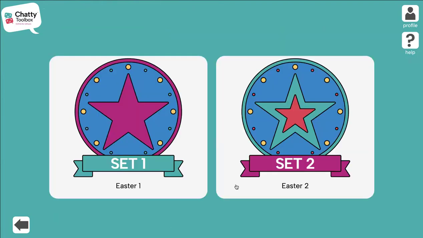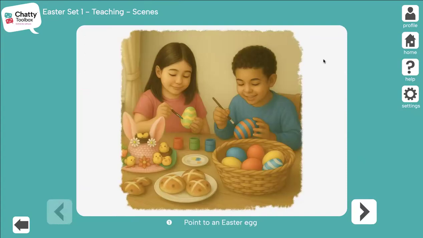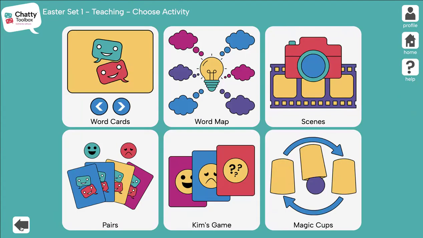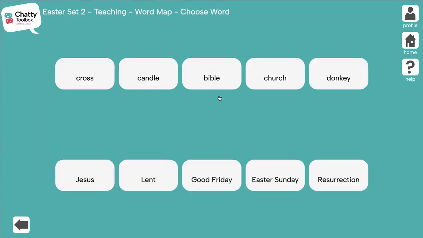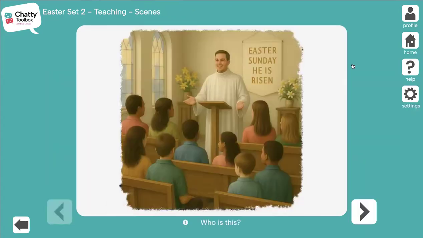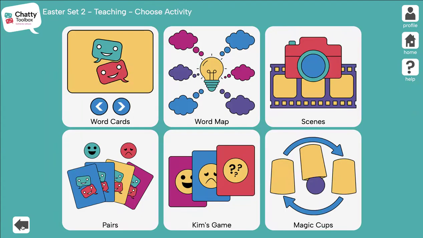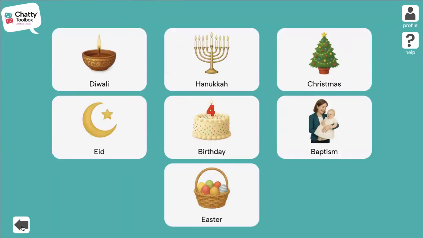We've got Easter, and 2 sets for Easter. One is more religious. I think set 2 is the religious. Set 1 is the more secular version of Easter, with your basket, your bunny. Nice composite picture where they're making Easter hats, and they're painting eggs. And then slightly more religious version, just to show you the vocabulary there, and a more appropriate religious picture with blank level questions.